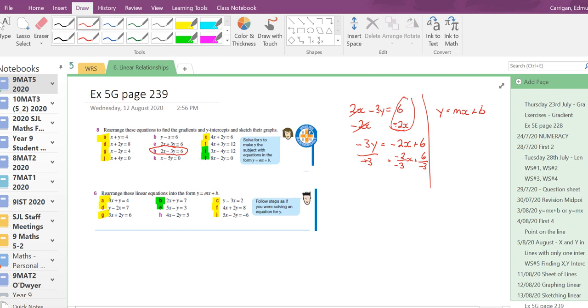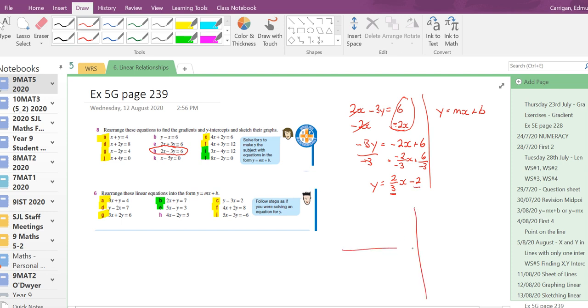That's going to give me my y over here. Here I've got a negative divided by a negative, so the negatives are going to disappear and I'm going to end up with 2/3 x. And over here I've got 6 divided by minus 3, which is minus 2. If you want to, you can put that in your calculator. So now I've got my equation in the form I want. I recognise the gradient is 2/3 and the y-intercept is minus 2.